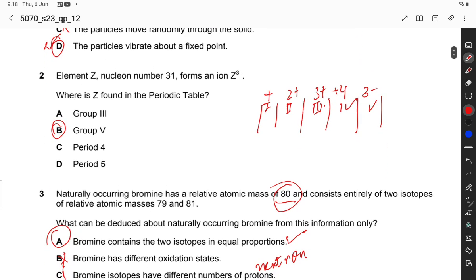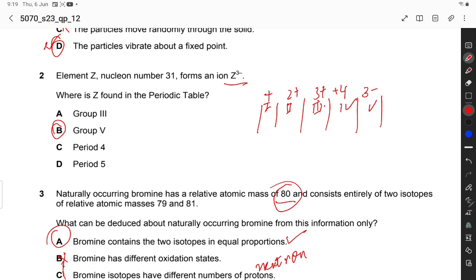Element Z, nucleon number 31, forms an Z3 minus ion. Where is Z found in the periodic table? Z3 minus means we know that group 1 carries plus 1, group 2 plus 2, group 3 plus 3, and group 4 plus 4, while group 5 carries minus 3 charge. So the element is present in group 5.